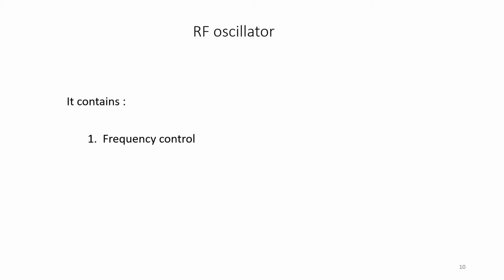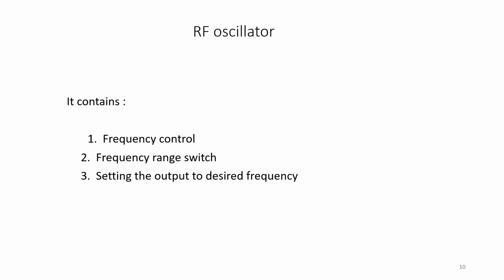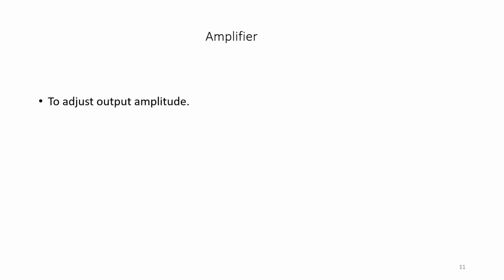So RF oscillator contains a frequency control, as we told, to select the frequency. The frequency range switch, because the total frequency range will not be in one particular range, but it will be split in different ranges. So you have to first select which range we require, then you select the frequency, setting the output to desired frequency.